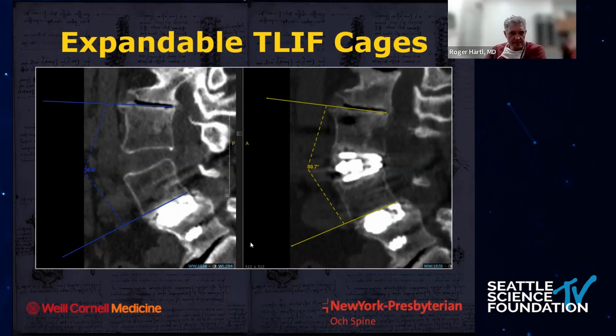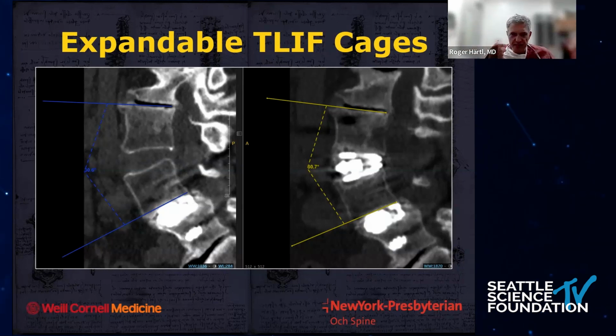And there's an example where we did an adjacent level TLIF here, and we overexpanded the cage, and it goes into the end plate below. And then if you use BMP, you're potentially in trouble, because with the end plates being fractured and BMP, there's a high risk of causing even more problems. So you've got to be very, very careful with expandable cages. There's a learning curve. We're looking at that right now.